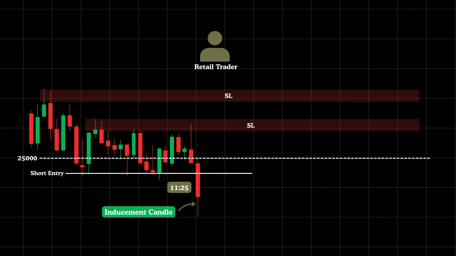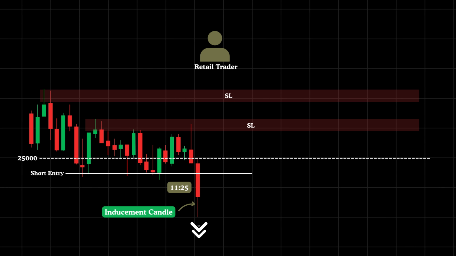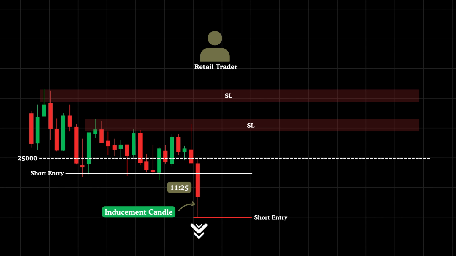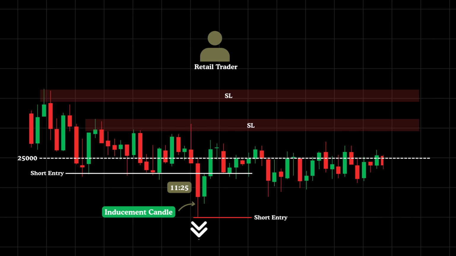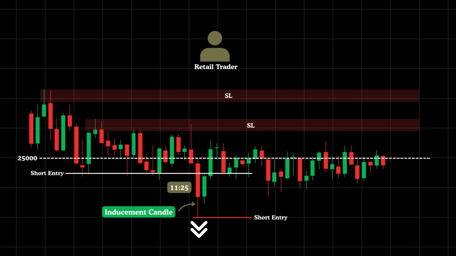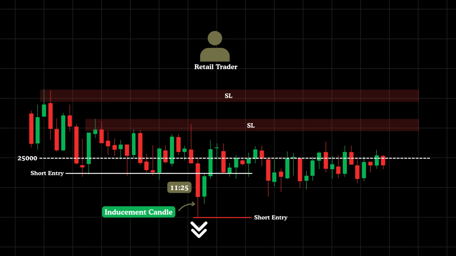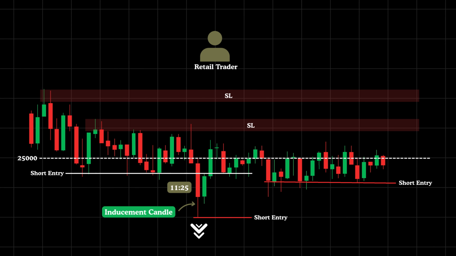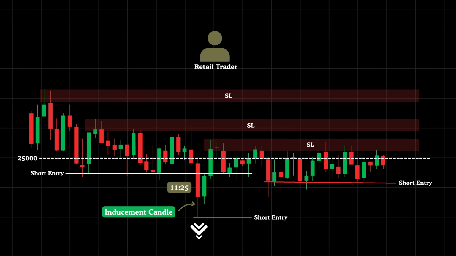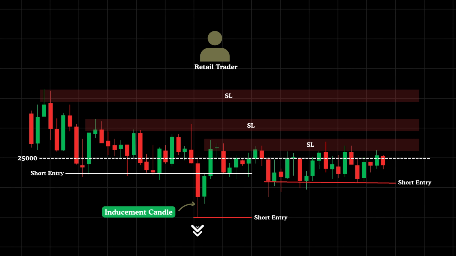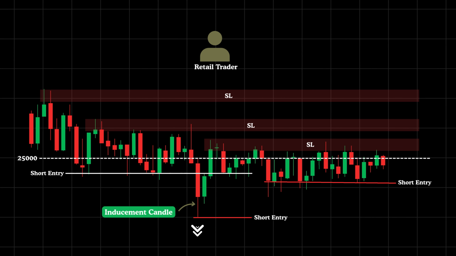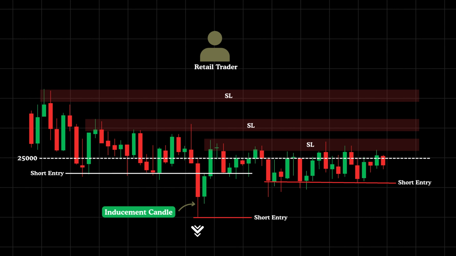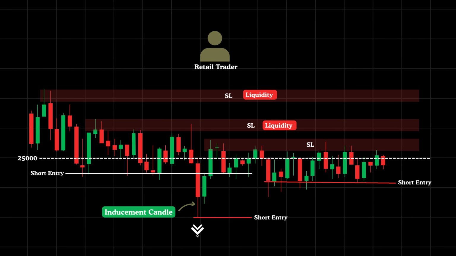Believing the market would definitely fall further, retail traders entered short positions here. Immediately after, the price reversed, returned to the zone, and continued trading near this crucial level. Retail traders who missed the breakout then placed fresh entries here, which added even more stop losses in this area. Now, the stop losses of earlier buyers had already been cleared by the momentum candle, but several new stop losses still remained above. This created the highest liquidity concentration.